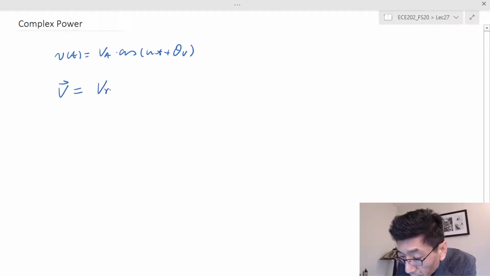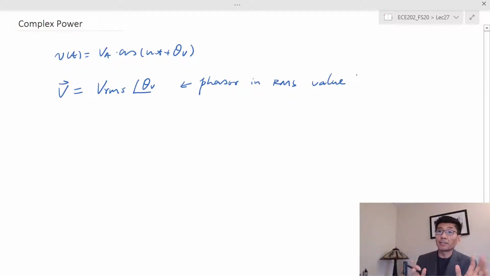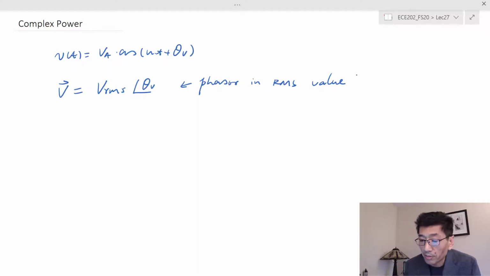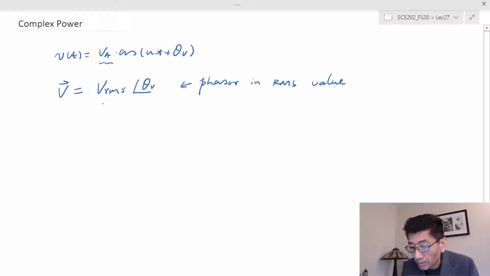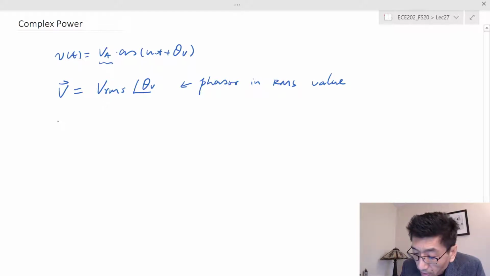Now we are changing that: we're using V RMS and theta V. So this is the phasor in RMS value, which is slightly different from what we used to have. We used to have just VA as the magnitude. Now we have V RMS as the magnitude of the phasor, and if we use this, we don't really need to carry that half all the time. So we use the RMS for the current also.